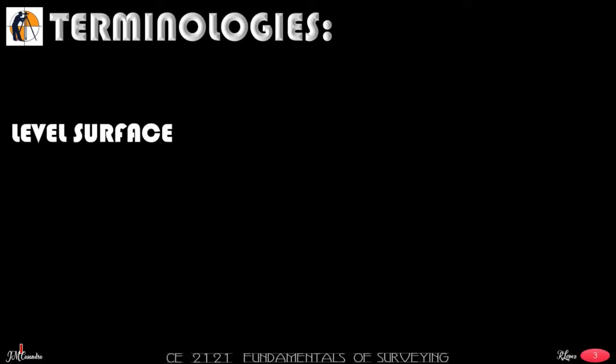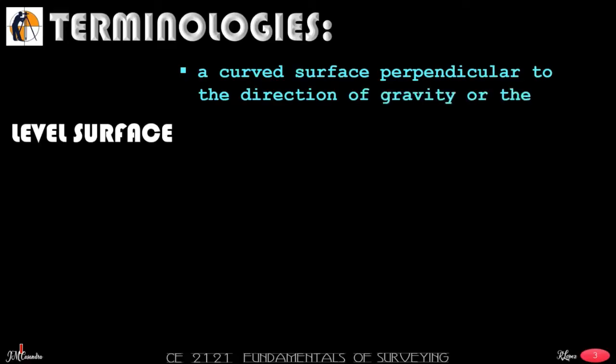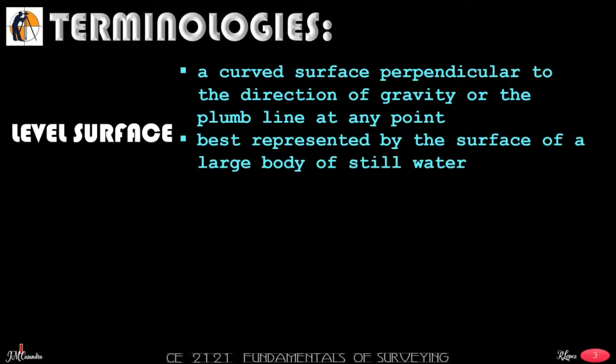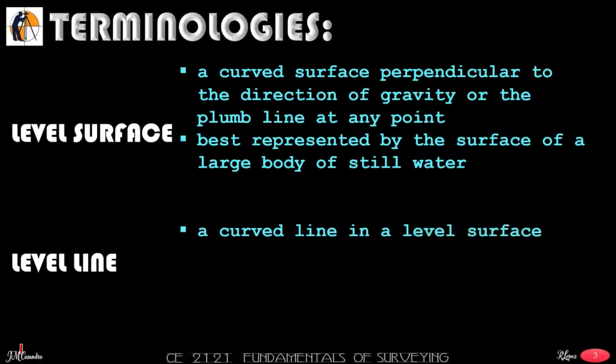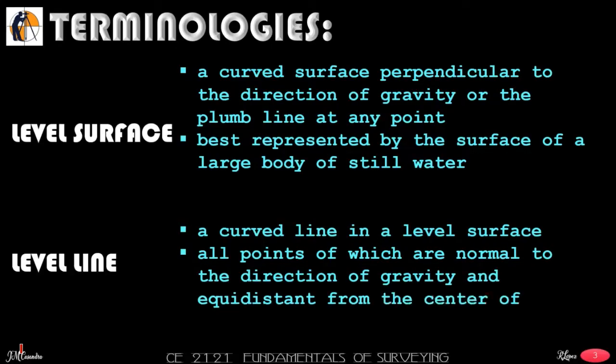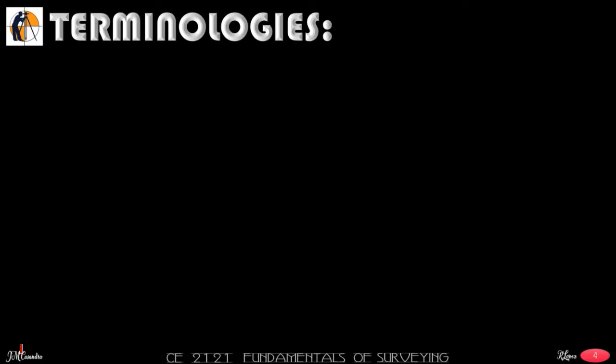The first term is a level surface, which is a curved surface perpendicular to the direction of gravity or the plumb line at any point. It is best represented by the surface of a large body of still water. Next we have the level line, which is a curved line in a level surface, all points of which are normal to the direction of gravity and is equidistant from the center of the Earth.